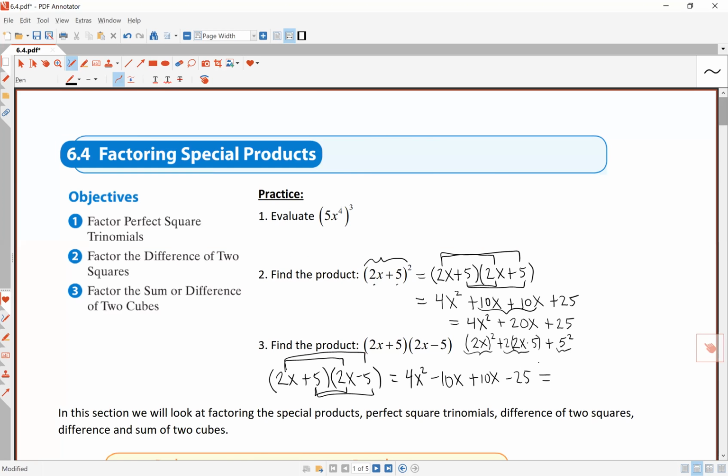Because they were the sum and difference of the same two terms, those middle terms are going to cancel out, a positive and a negative. And then because they're different signs, the plus 5 and the minus 5, we'll be left with a minus sign separating the two perfect squares. So the minus sign is described as a difference of two squares. 4x squared minus 25 factors as 2x plus 5 and 2x minus 5.